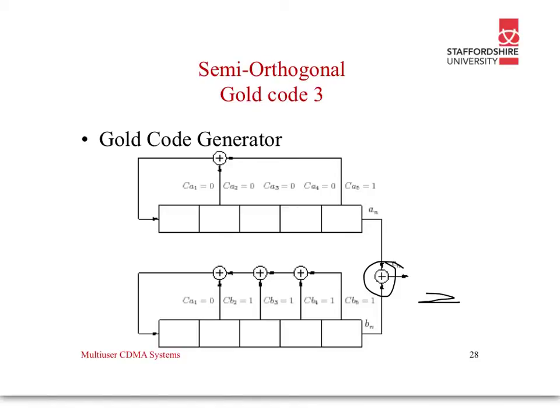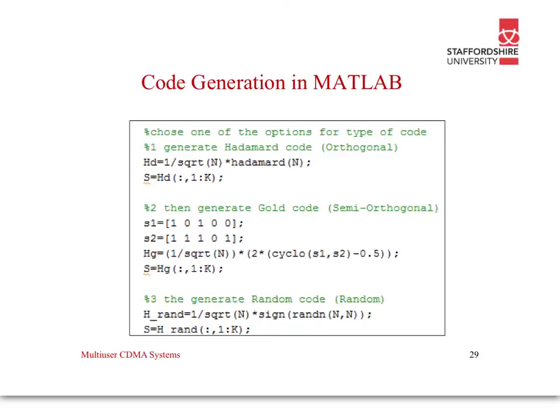So in this case, we've got 1, 2, 3, 4, 5 stages. So this repeats after 2 to the 5 minus 1. And another one, which also repeats after 2 to the 5 minus 1. But they're completely different. So when we combine the 2, we exclusively OR this one with this one, and we get the output. So this is how gold code sequences work. Don't really need to explain random because this is just totally random. I've already described it. Okay, so when we generate the code in MATLAB, what I've done here is got 3 examples.